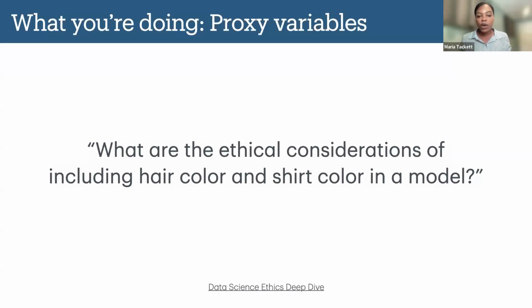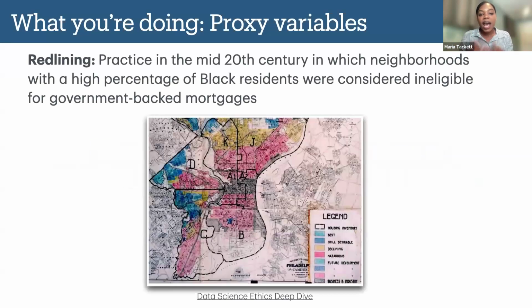And so after students have grappled with what are the ethical considerations here, we tie this back to a real life example in which something like this happened. And so we talk about redlining, which was a practice in the mid 20th century in which neighborhoods that had a high percentage of Black residents were considered ineligible for government-backed mortgages. After the Great Depression, the government had a program in which they were trying to encourage people to purchase homes and rebuild the economy. And they would create these red line zones.